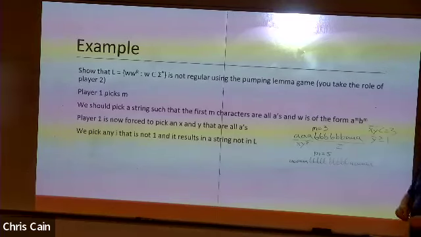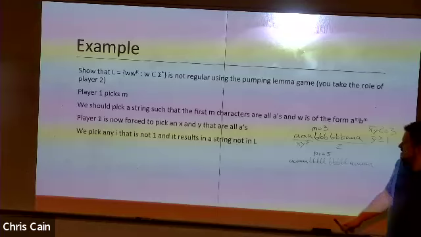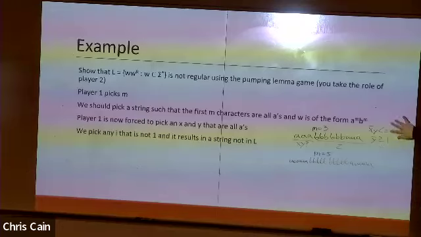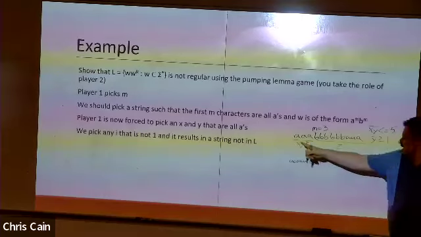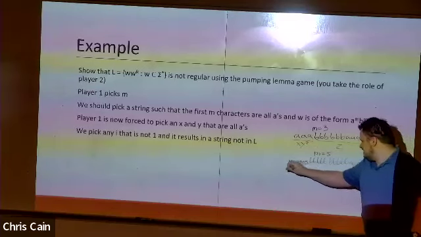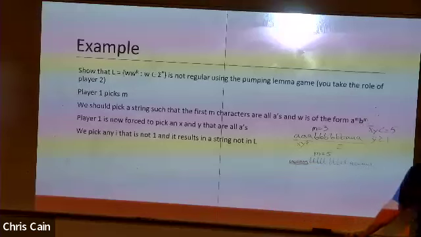So if we had M equals 5, and we still use this form A to the M, B to the M, then player one now needs to adhere to these rules. The length of X, Y is now going to be less than or equal to 5, because it has to be less than or equal to M. And then that allows them to decompose this section however they want.